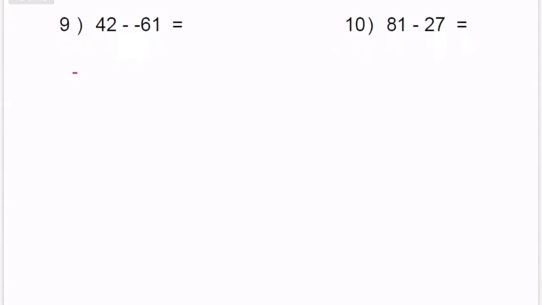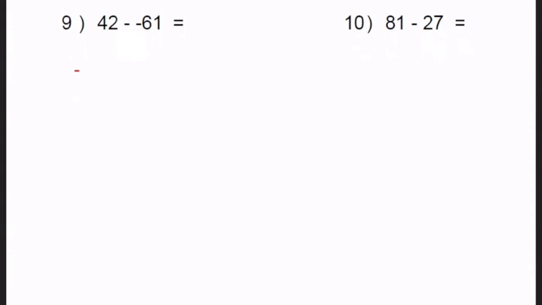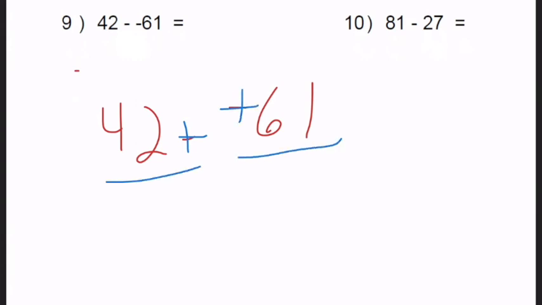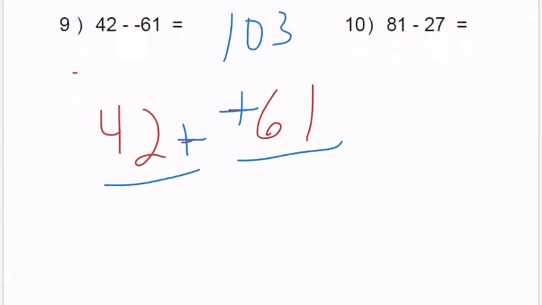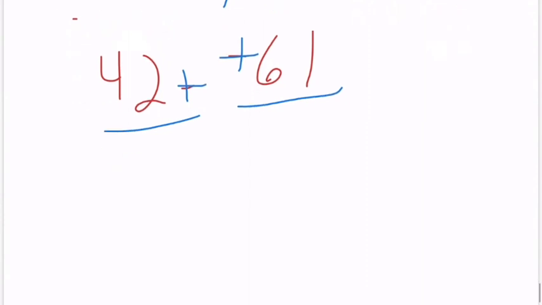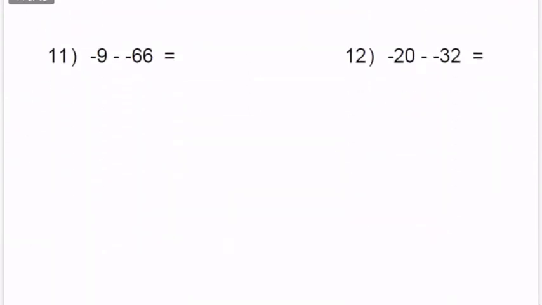Okay, a couple more. All right, pause it, and then you can skip number 10. Just do number 9. Okay, so 42 minus a negative 61. Again, change it to plus. Change the 61 to a positive. So now I have a positive and a positive. All I have to do is add. So I get 103. All right, 10 we'll skip. 10's 54 if you wanted. All right, let's do the next two.